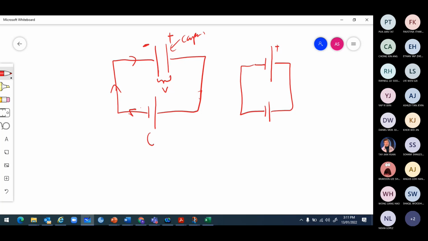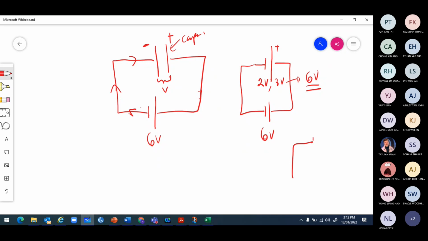As the charge accumulates, the voltage might rise to 2 volts. When more charge accumulates, the voltage rises to 3 volts, until it rises up to 6 volts. When the capacitor voltage rises up to 6 volts, what happens? It is like the capacitor is a battery and the bottom is another battery.